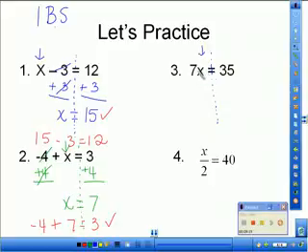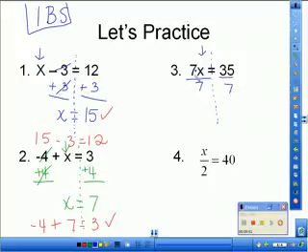Now, you have to ask yourself, what operation is going on here? What are they doing to the x? They are multiplying it times 7. So, let's go back to our acronym IBS. The inverse operation of multiplication is division. So, we are going to divide by 7. Now, we want to keep it balanced, so whatever we did to one side, we need to do to the other.